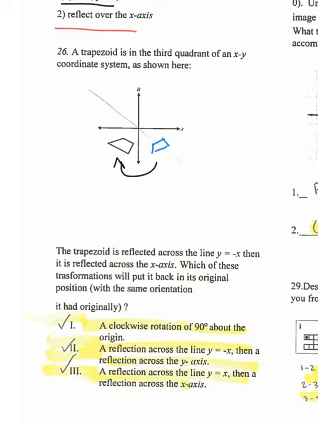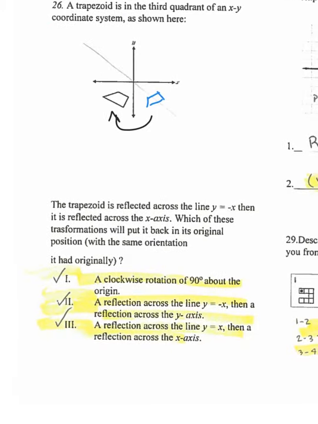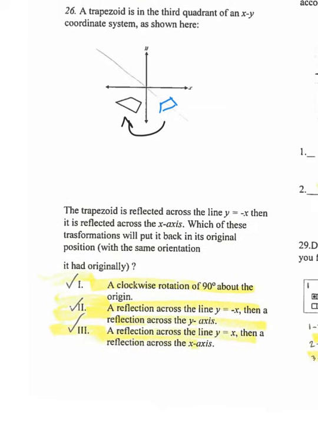Well, a clockwise rotation of 90 degrees, number one, is exactly that. We normally do counterclockwise, which goes to the left, but one to the right, 90 degrees, will put it back where it belongs. And it does line up like that. So that's checked.